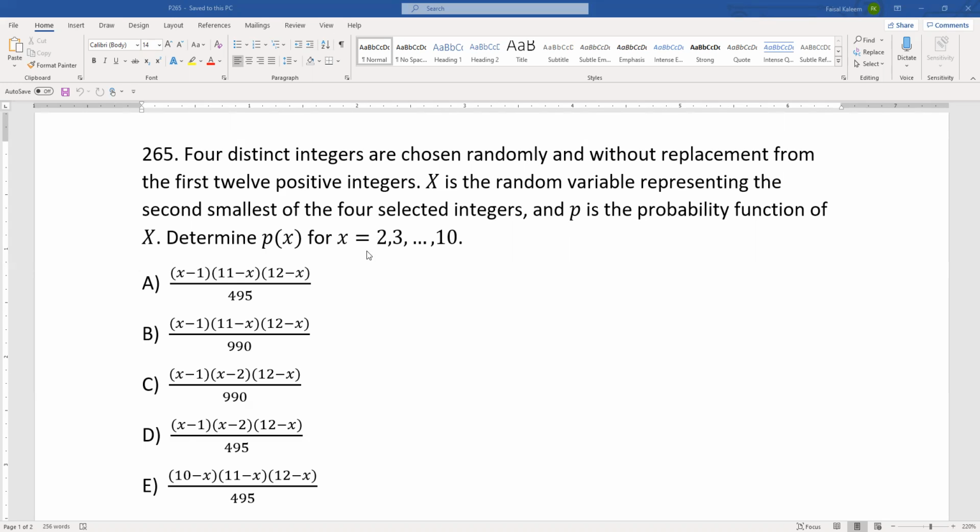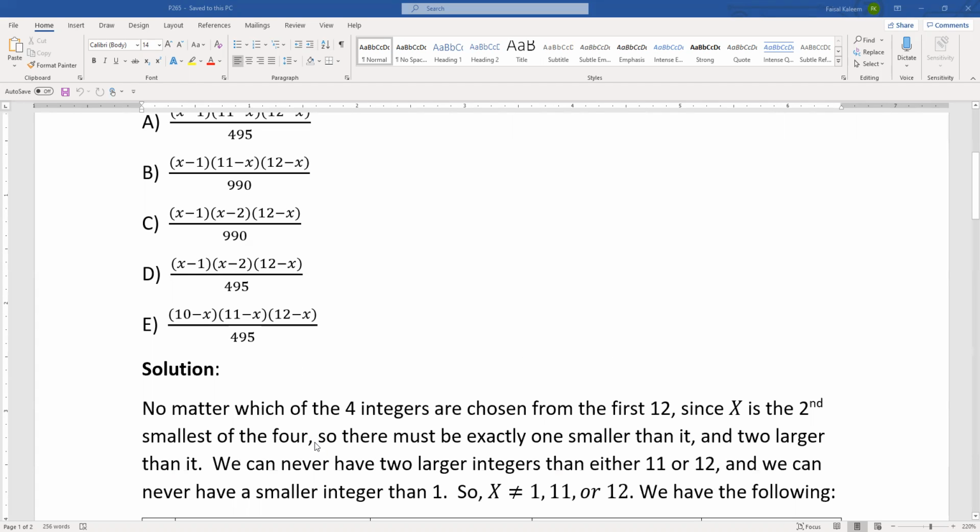And the reason why X goes from 2, 3 up to 10 instead of 1 through 12, because the 4 integers are chosen from the first 12, is that X is the second smallest of the 4. So if X is the second smallest of the 4, then no matter which of the 4 integers you choose, X must have one integer smaller than it, and X should have 2 integers larger than it out of the 4 that you choose.